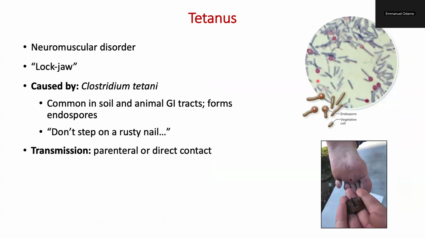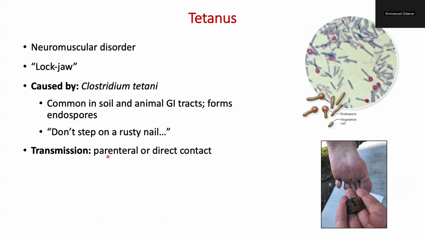Now, next on our list is tetanus, which is a neuromuscular disorder also called lockjaw. The common cause is Clostridium tetani. It's more common in soil and also in animals' GI tract, and basically, they form endospores. So what you have to do is don't step on a rusty nail, because these endospores are mostly present on them. You have to step on something rusty to get it, whether a nail or a rusty sharp object, let's say a rusty blade. Any sharp object that is rusty, you might get it.